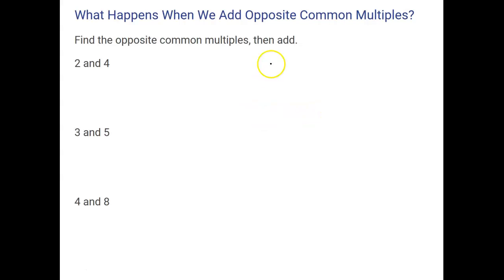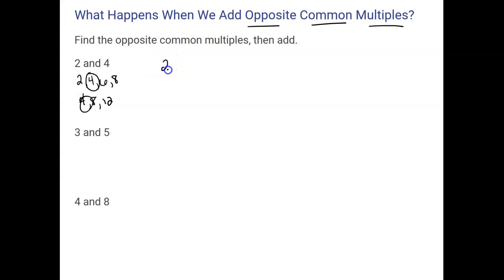So what happens when we add opposite common multiples? We're going to start by finding opposite common multiples. So let's think about a common multiple of 2 and 4. If I count by 2's, it's 2, 4, 6, 8, and so on. 4, 8, 12, and so on. The least common multiple is 4.